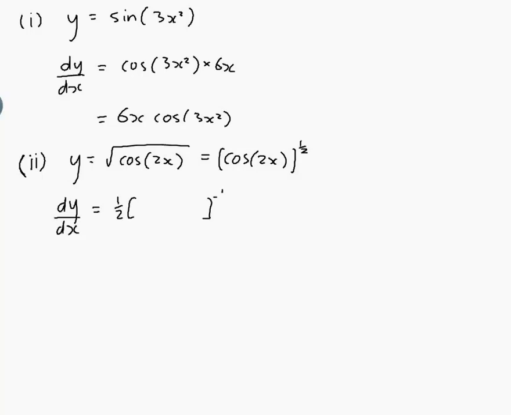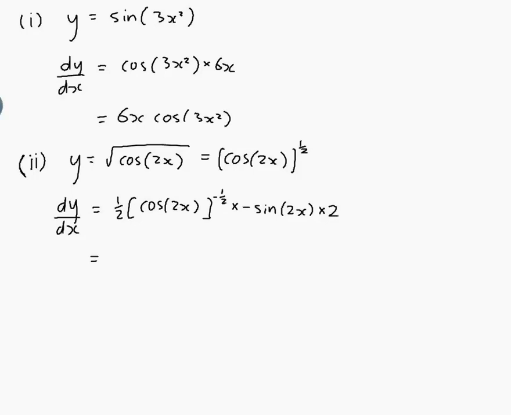Okay, so dy on dx is half of all that to the minus a half. And the thing inside there is cos 2x. And then I move back into those brackets and I do the derivative of what's in there. So the derivative of that would be minus sine of that. So let's move in again. I've got 2x. And then I have to do the derivative of what's inside there, which is 2.